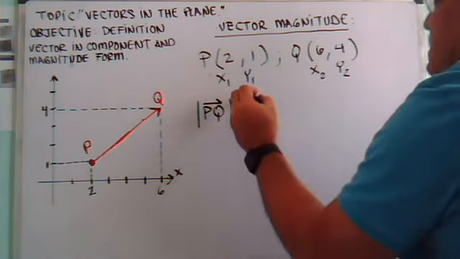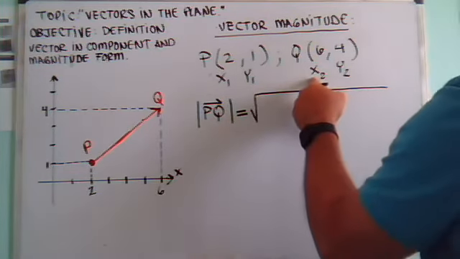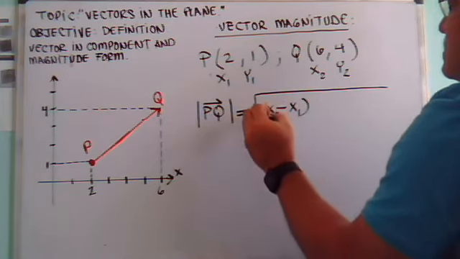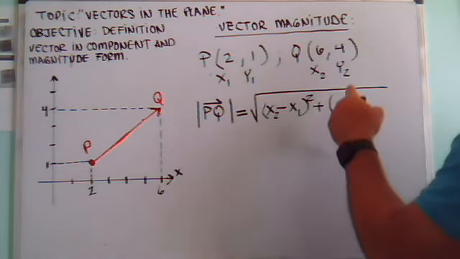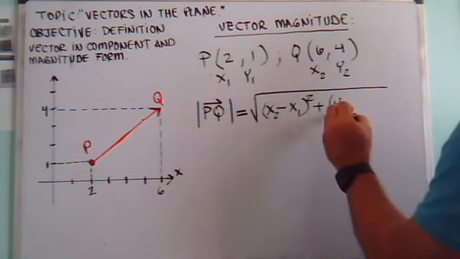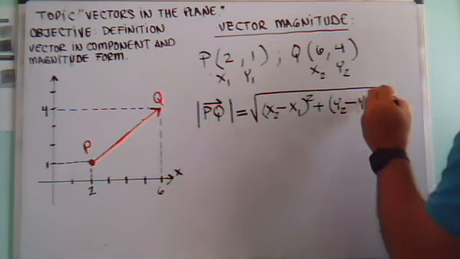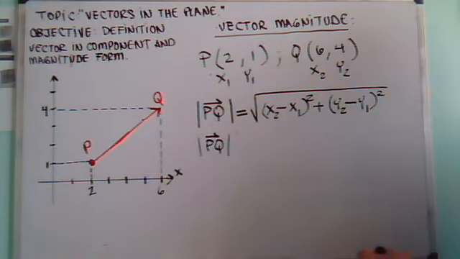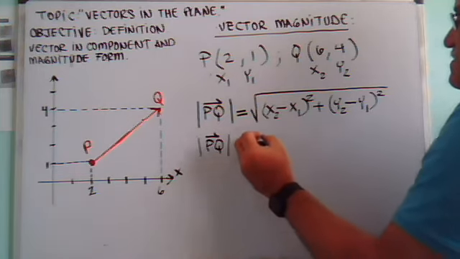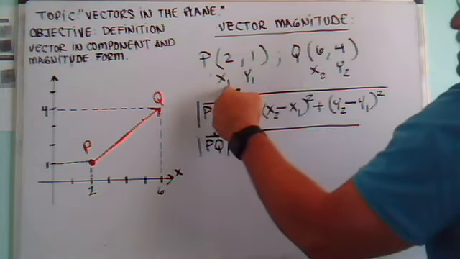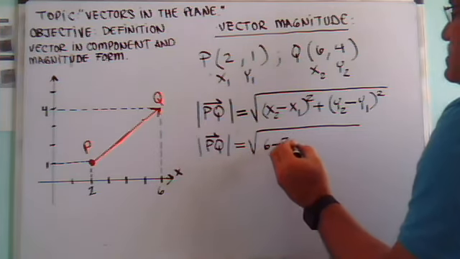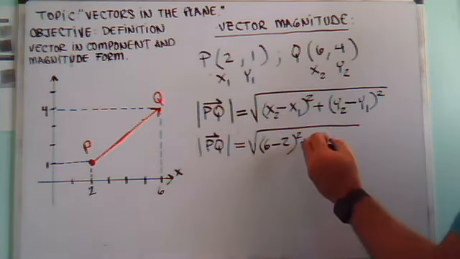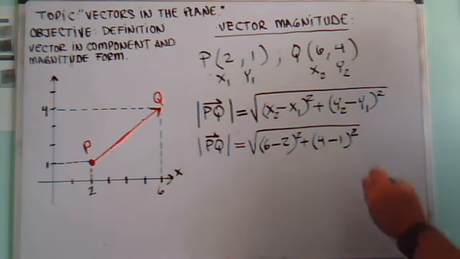That equals the distance formula: the square root of x2 minus x1 squared plus y2 minus y1 squared. So the magnitude of vector PQ equals the square root of the difference of 6 and 2 squared, plus the difference of 4 and 1 squared.